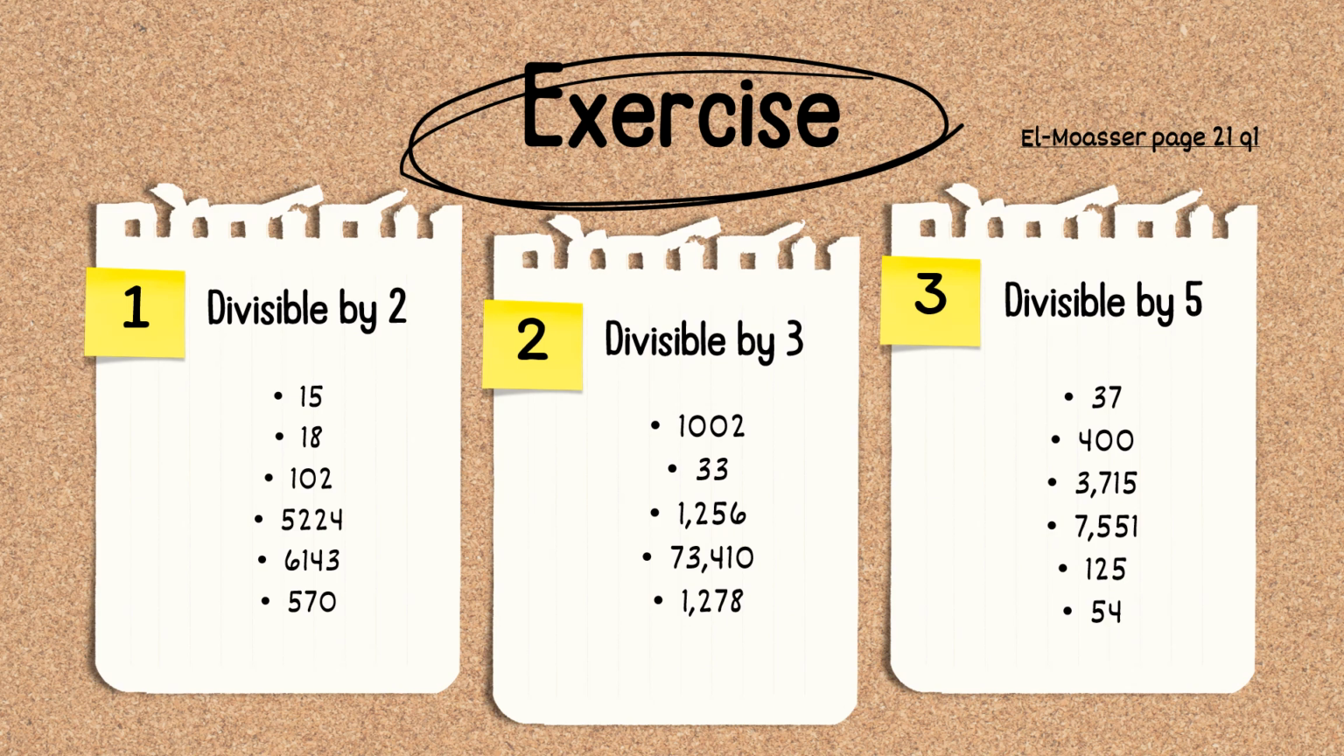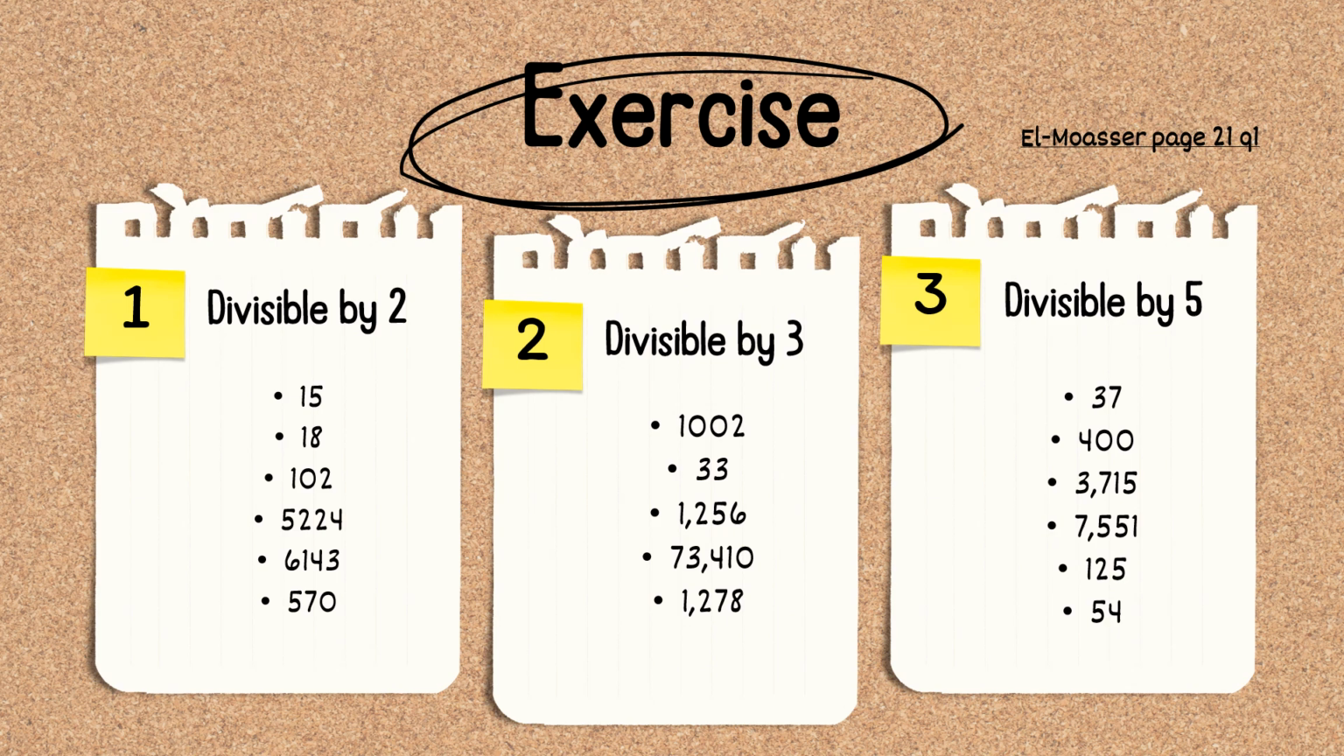73,410. What is the sum of the digits? 7 plus 3 equals 10. 10 plus 4 equals 14. 14 plus 1 equals 15. 15 plus 1 plus 0 equals 15. 15 is a multiple of 3. 15 is in the timetable of 3. 15 is divisible by 3. So yes, the number 73,410 is divisible by 3.